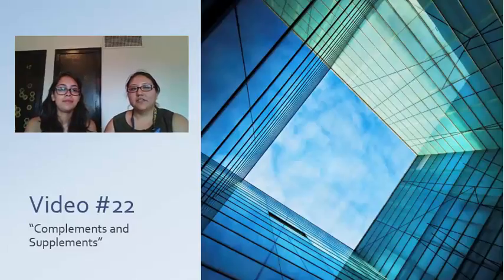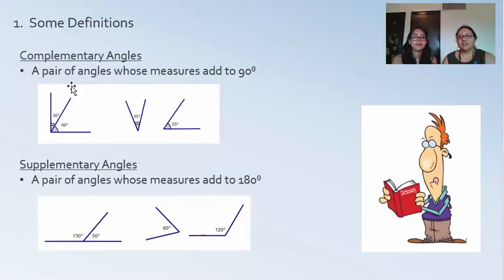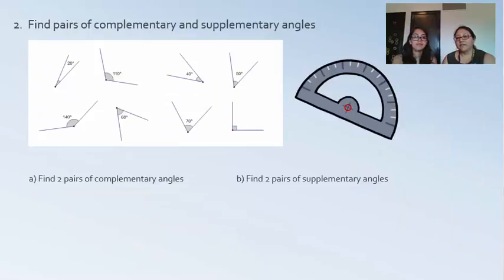So we'll start with some definitions. Complementary angles are any angles whose measures add up to 90. So these two angles that are adjacent can add up to 90, as well as angles that are not adjacent. For supplementary angles, a pair of angles whose measures add up to 180. The same here, these angles are adjacent to each other and they equal 180, but they also don't have to be adjacent to each other. For instance, these angles here would also equal 180. So we'll move on to the next slide.